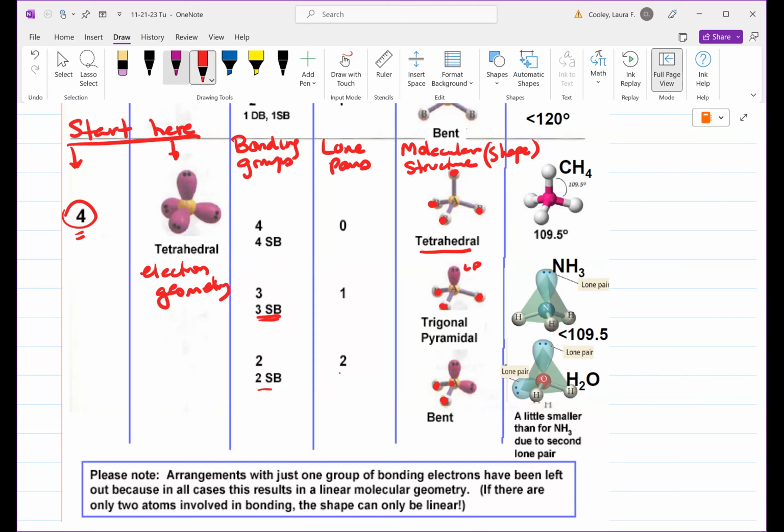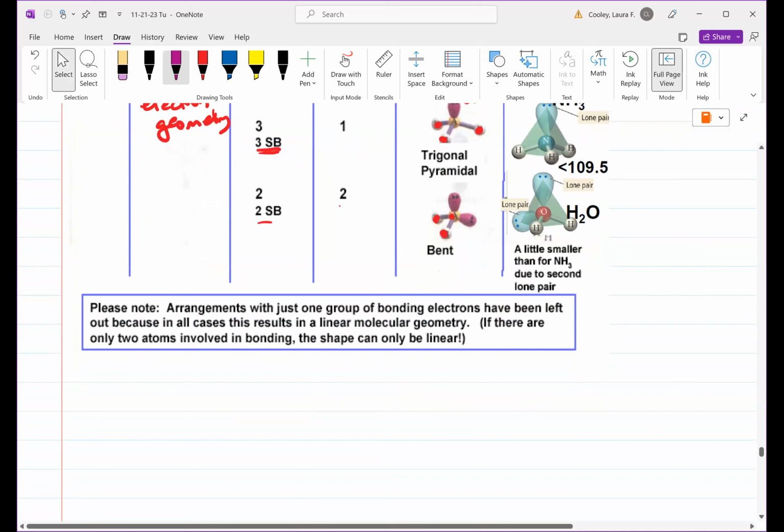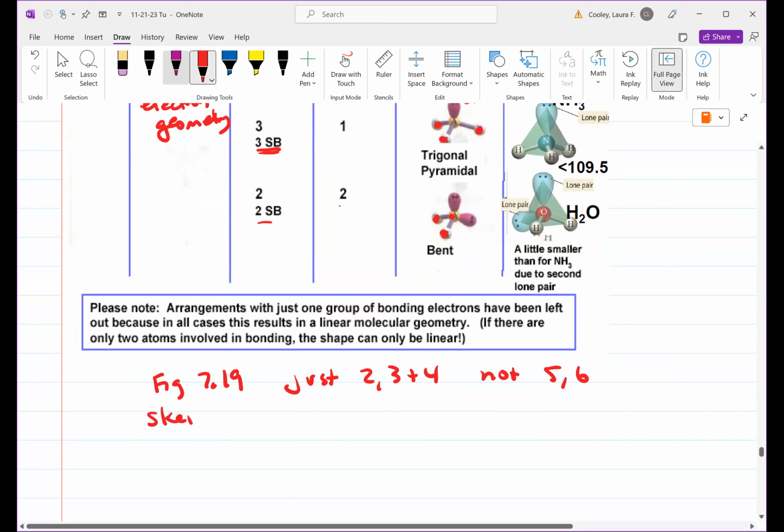So this is the first one we do. This is the worst one. We don't do 5 and 6 electron groups in this class. I skip those. So there's quite a bit in the book that you won't have to do. In fact, figure 7.19, we're just doing 2, 3, and 4, not 5 and 6. And skip entirely figure 7.20. So you're going to skip all those different ones.